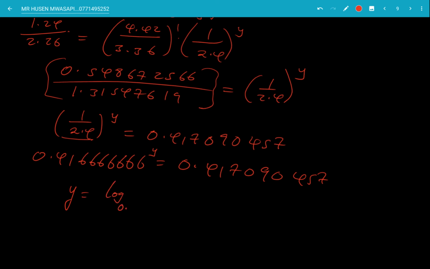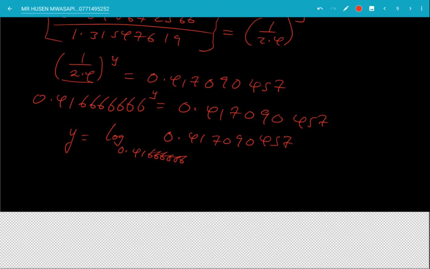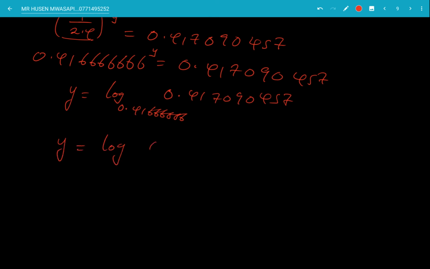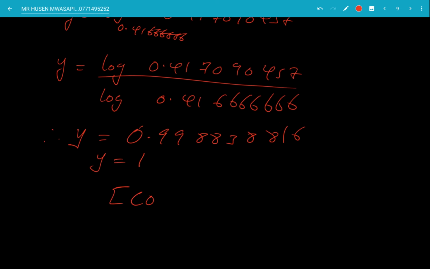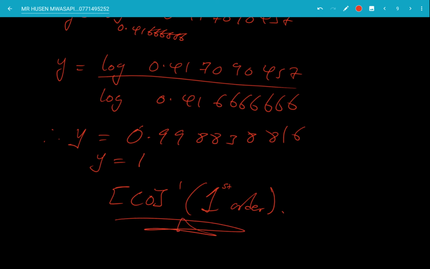If we do that, we'll have y being equal to log of 0.41666666 times 0.41709045 7. We know how this will work. We say y is equal to log of 0.41709045 7 over log 0.41666666666. So in the end, you end up having y being equal to what? 0.998838816, which is just 1. So you can say that for carbon monoxide, its order is 1. So it's also a first order reaction. Just like that.